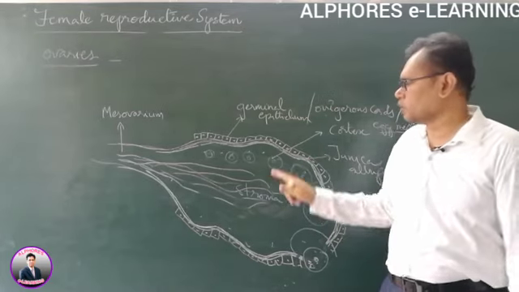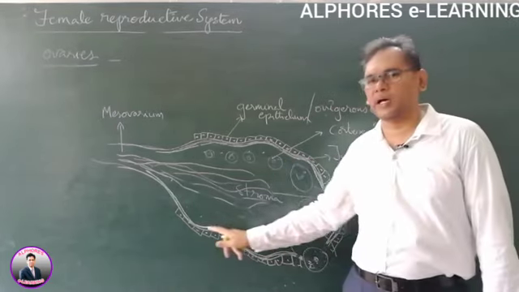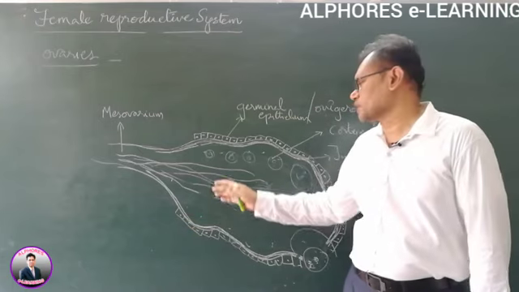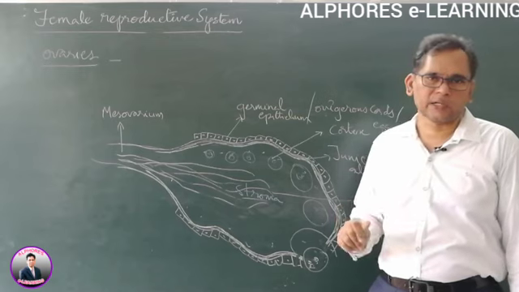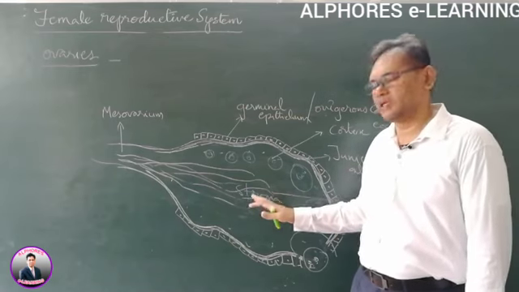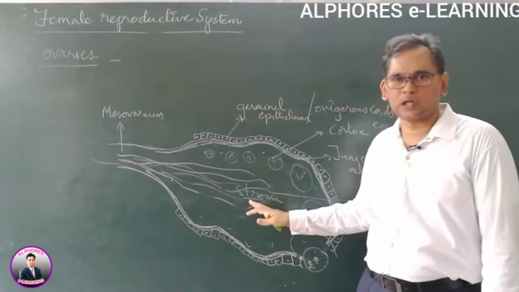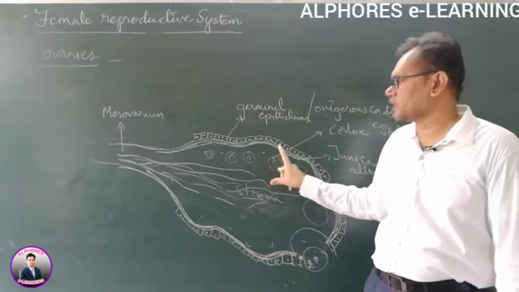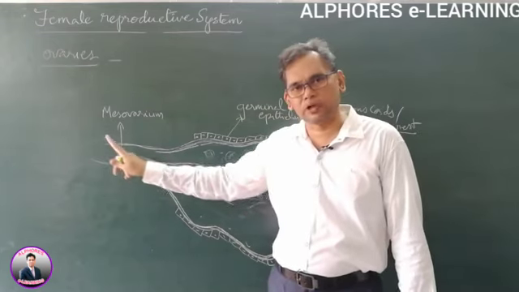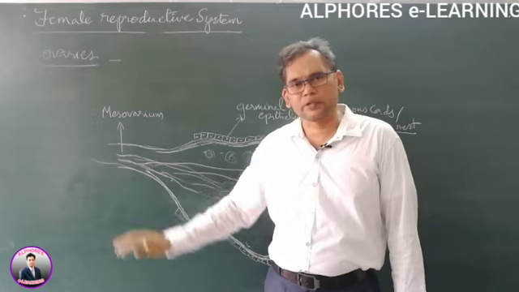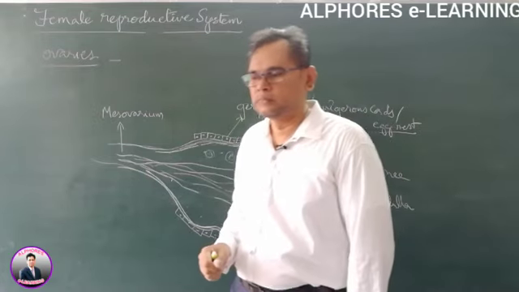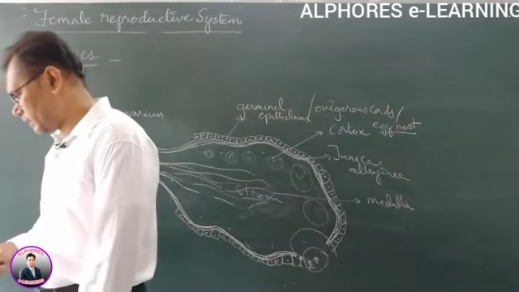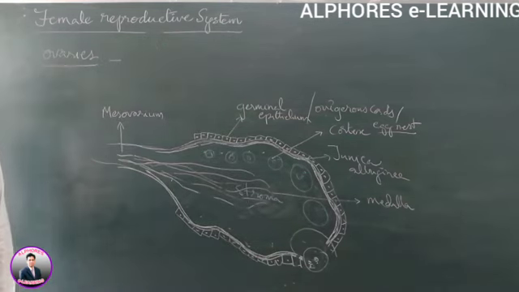Stroma is divided into outer cortex, which is granular and thick, whereas inner medulla, which is non-granular and having blood vessels and lymphatic vessels along with the nerves. Now this entire structure is attached to the abdominal wall by a connective tissue called as mesovarium. Okay, this is the female ovaries where they are present in the abdominal cavity.